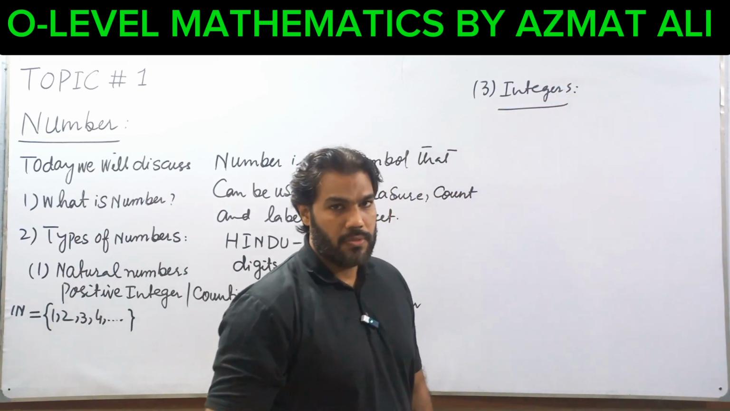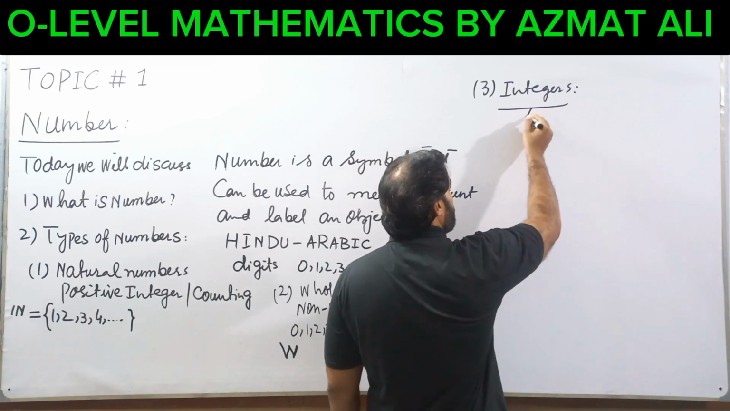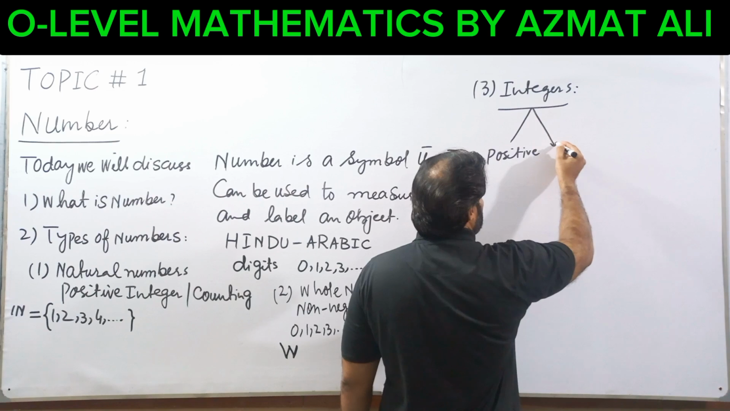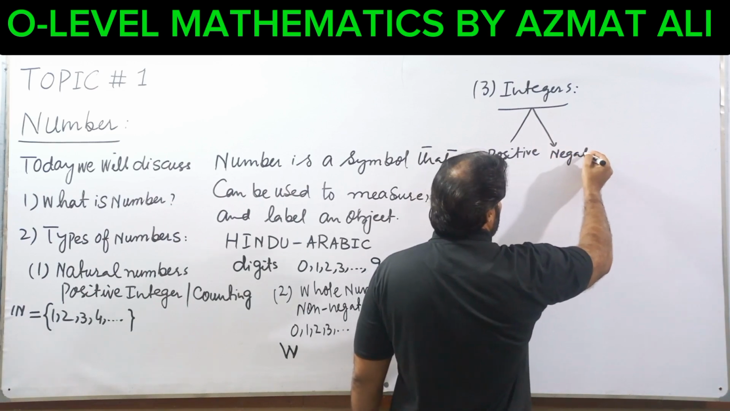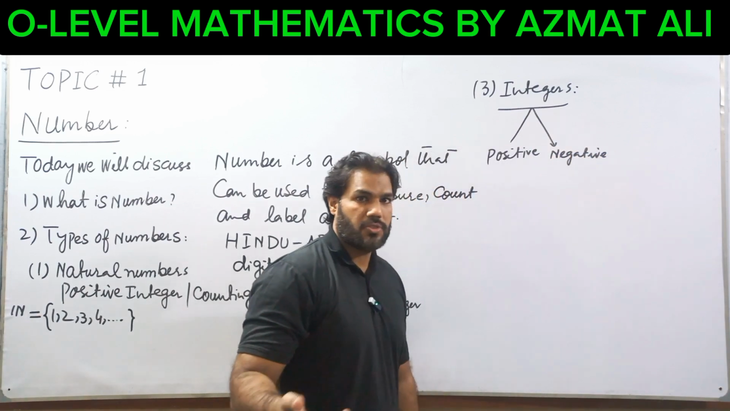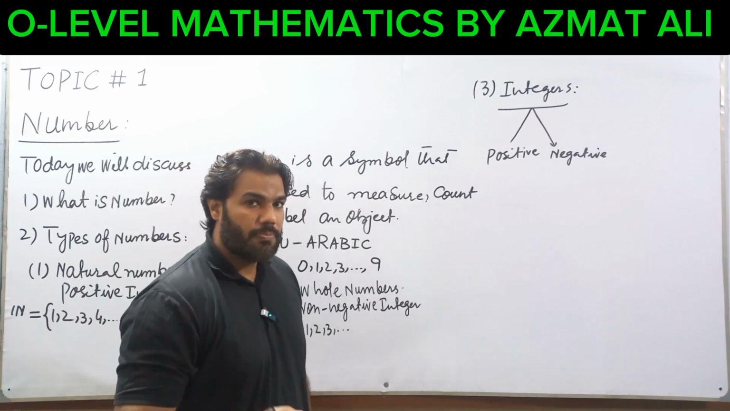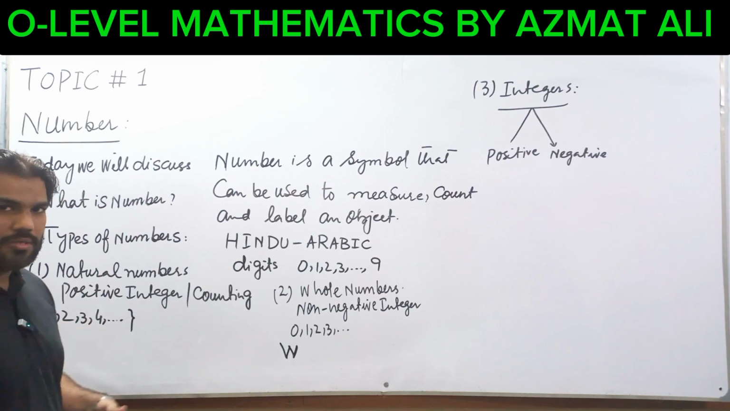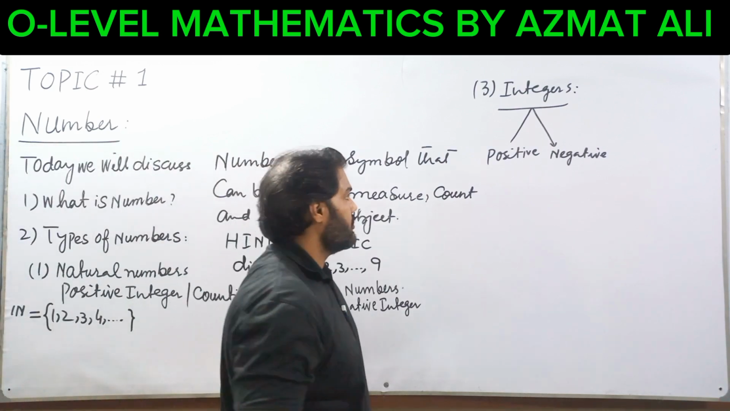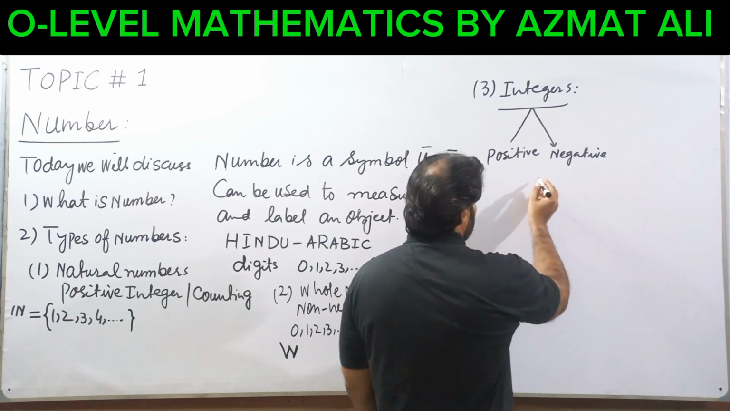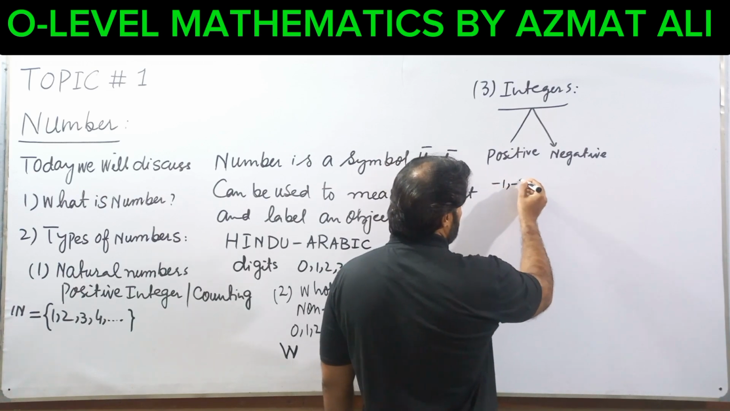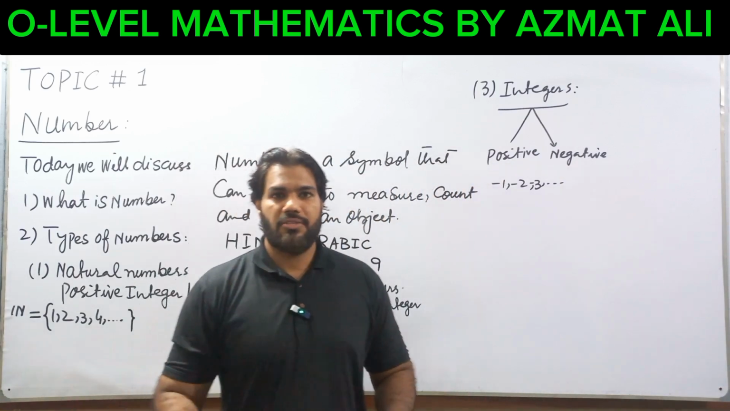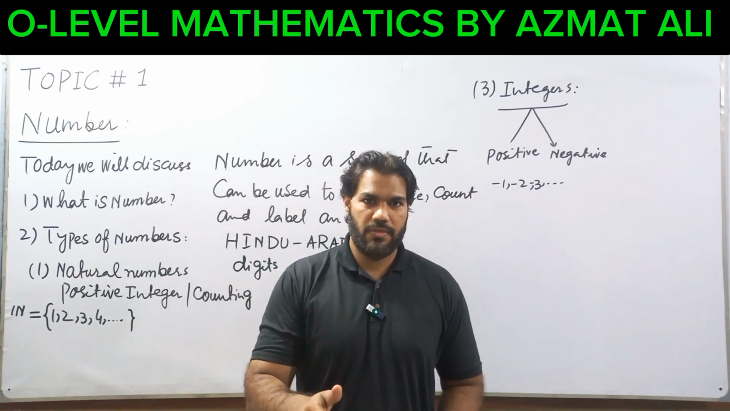Actually, integers are of two types. One is positive integers and the second one is negative integers. The positive integers are actually the natural numbers. So a natural number is a positive integer. What are the negative integers? Negative integers are -1, -2, -3, and so on. That is to say, every natural number with a negative sign is called a negative integer.